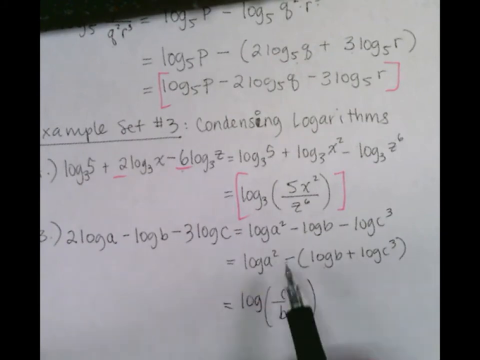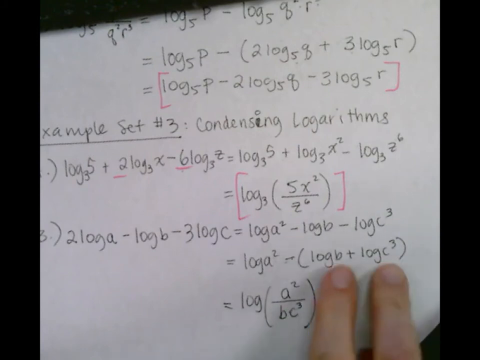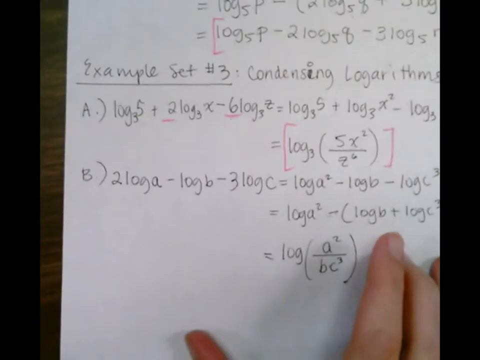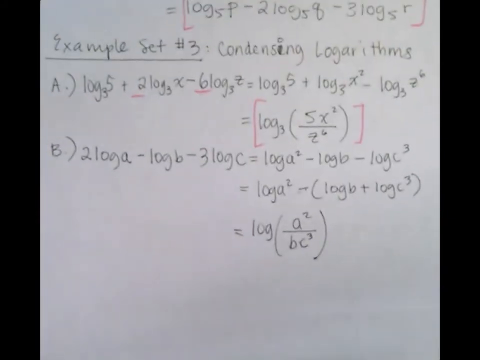So to recap, we factored out the negative and we saw two subtraction signs. That turned this into a product of b and c to the third, but then since it was being subtracted, it went on the bottom, and the a squared stayed on top. Okay, one final example.